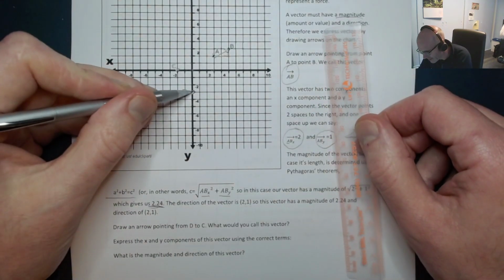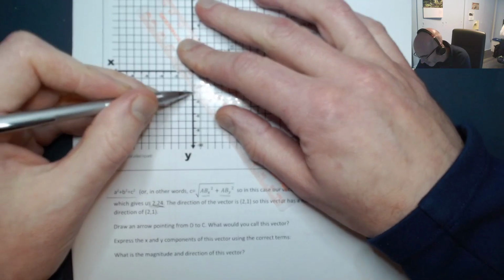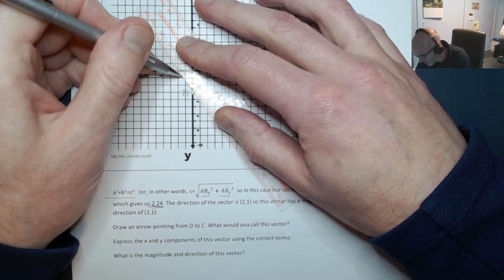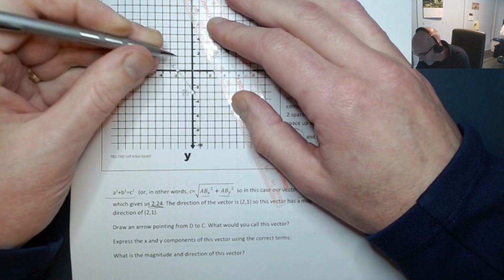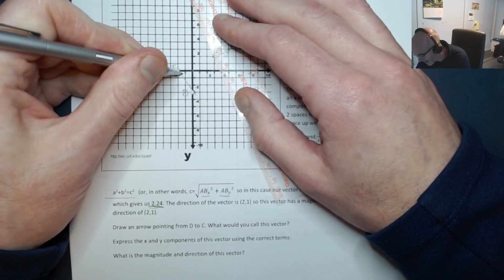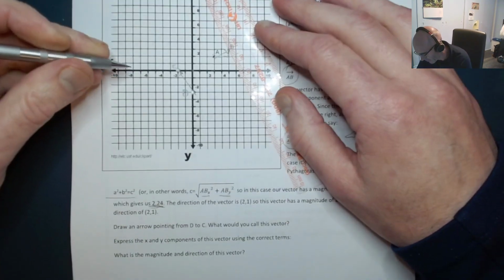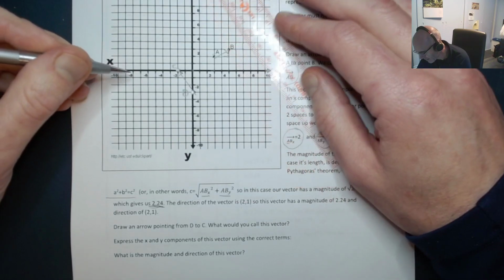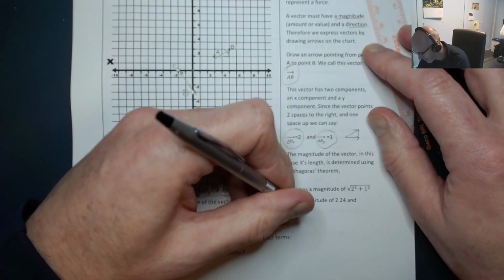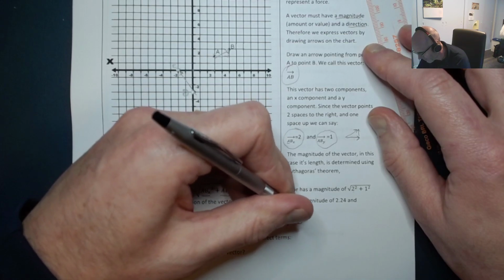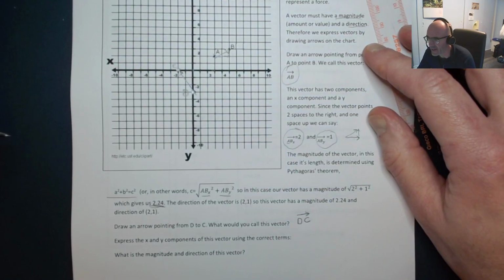Pointing from D to C, so the direction matters. So I'm going to draw it coming up this way right in here. Make sure my arrow shows the direction that I'm pointing. So I'm going from D to C. And so I would call this, I'd draw my little arrow right over top, vector DC.